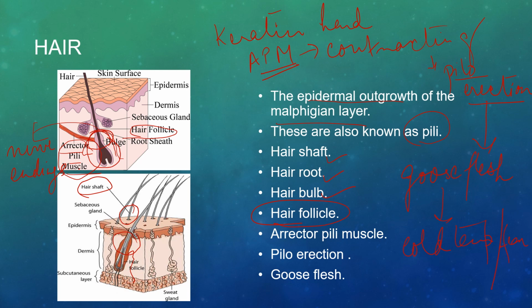Now the other parts you have already learned. I have just told you the hair shaft, the hair root and the hair bulb, and with this the hair follicle. Now when it comes to the muscles, that is the arrector pili muscles, piloerection happens and this results in goose flesh or goose pimples. Is it clear to all? Now we will move on to the next part.